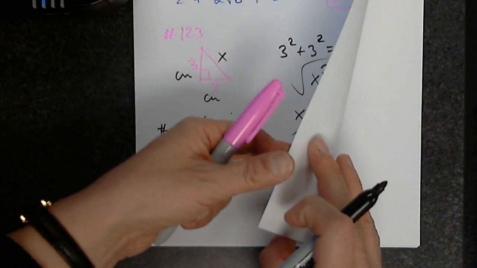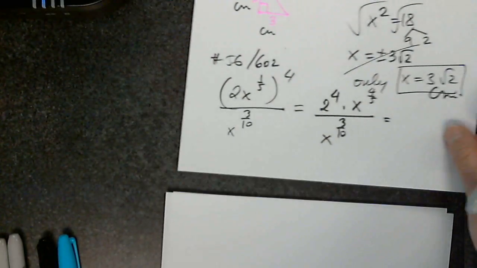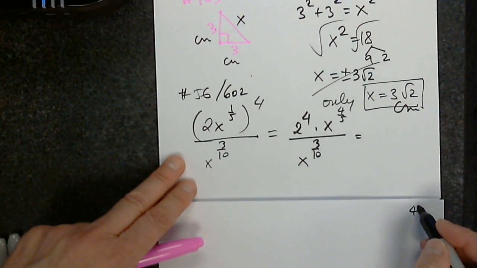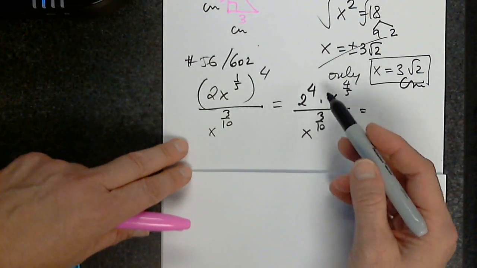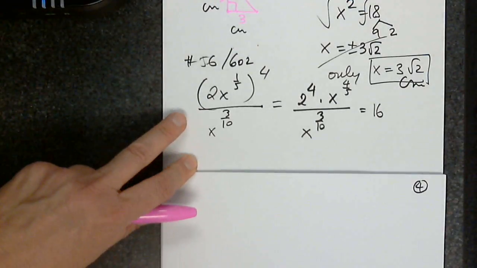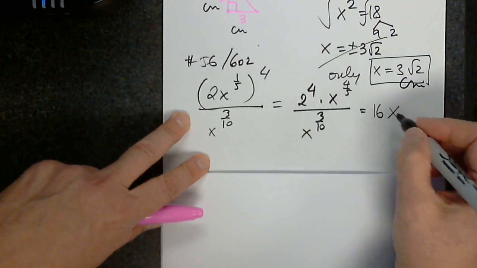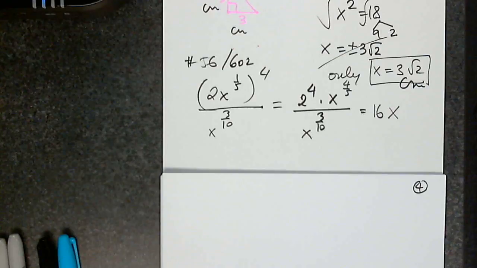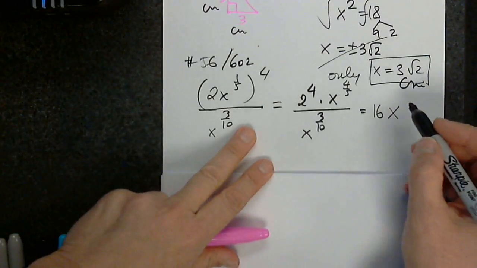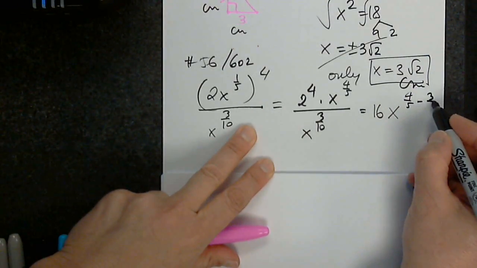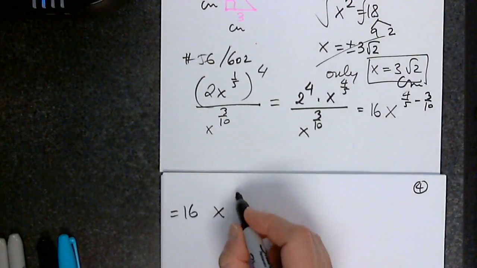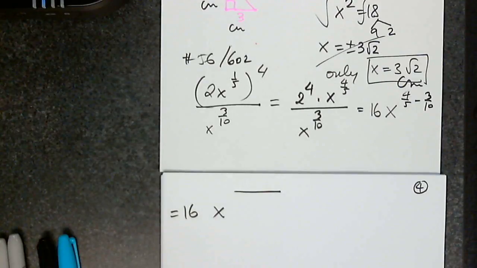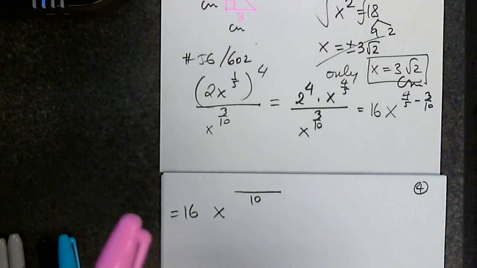Now the question is, what do I do with this? What will be the next step? How do I think about this? 2 to the 4th is 16, and there is nothing I can do to it. But then I will copy the base, and what do I do with the exponents? Yes. So from 4/5, I have to subtract 3/10. So 16 stays. What is the least common denominator of those 2 fractions? 10. So 10 is the least common denominator.